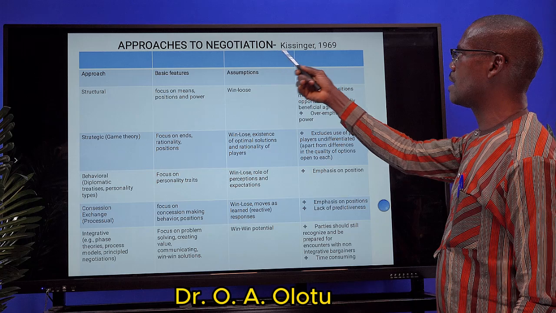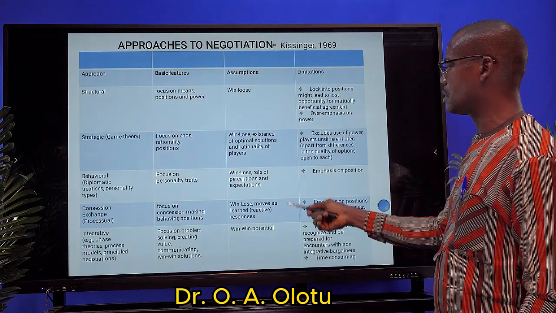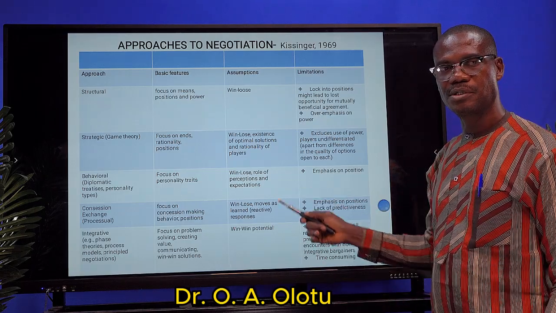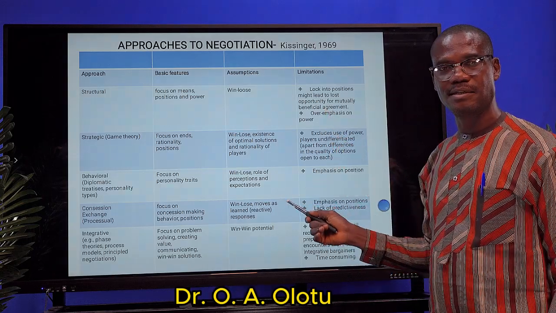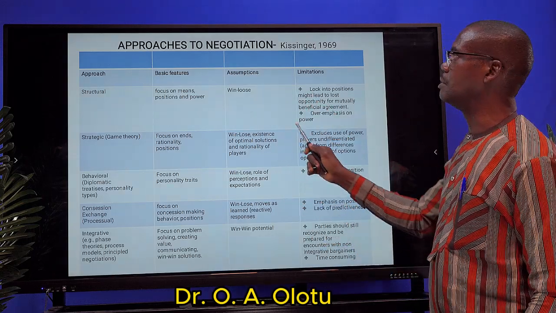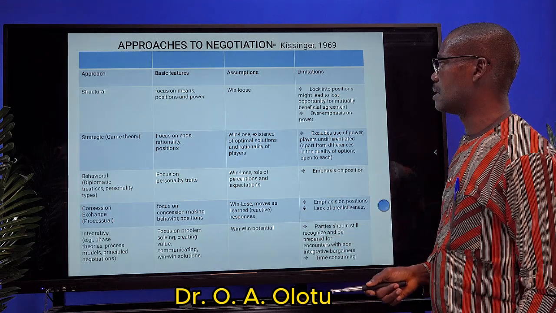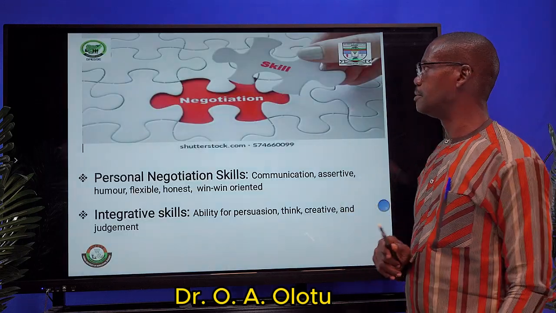And there are several approaches to negotiations, which I also have on this table. So take a critical look at this table and ensure that you study it very well. And I also have a video there for you that you can access and then align with this table of approaches to negotiation by Kissinger, 1969. And it is still very relevant today, everything that Kissinger has said.